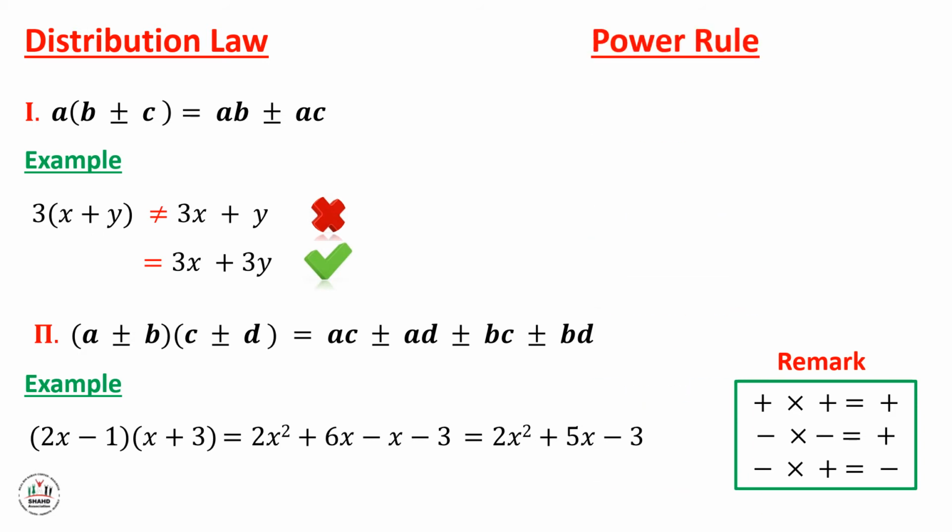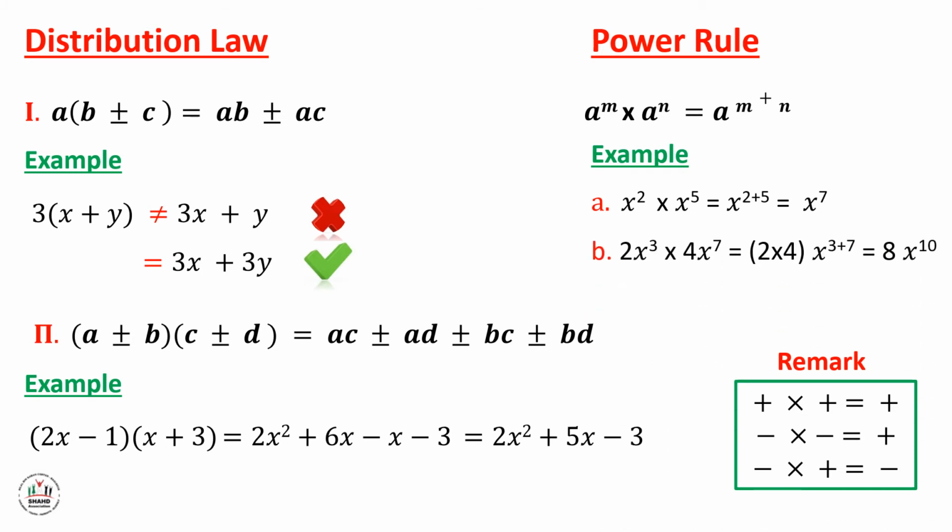So now we will introduce the power rule. a power m times a power n equals a power m plus n. So when we have two exponential numbers with different exponents and the same base, we only need to add their exponents. For example, if we have x squared times x power 5, both have the same base, which is x. So we only need to add their exponents. So we write x power 2 plus 5, which is equal to x power 7.